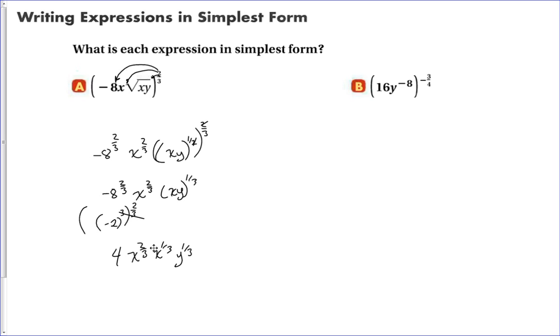Here you simply add your exponents because we're multiplying them together. 2/3 and 1/3 is 3/3. 3/3 reduces to an exponent of 1, so that's just 4x. And of course, now we're left with y to the 1/3. Well, that is simply the cube root of y.